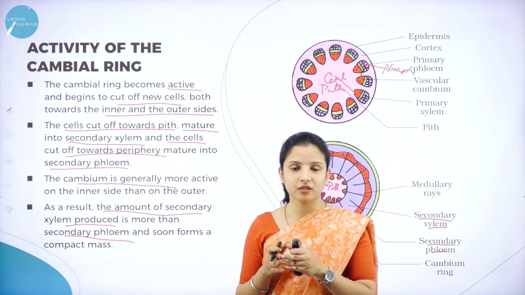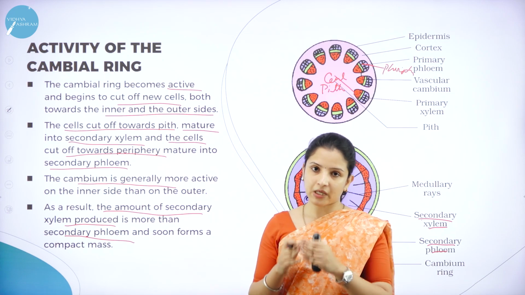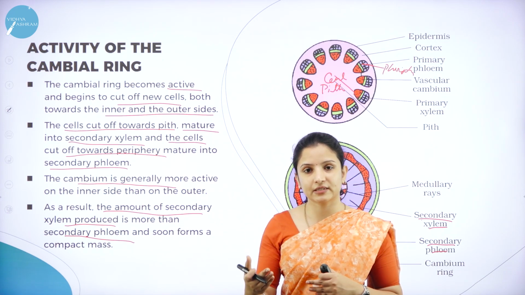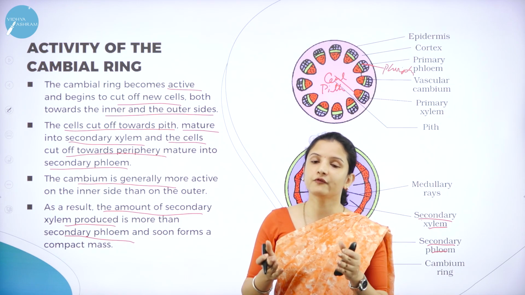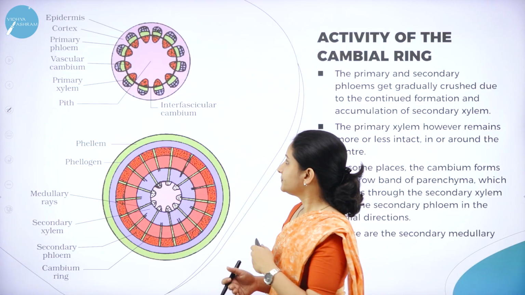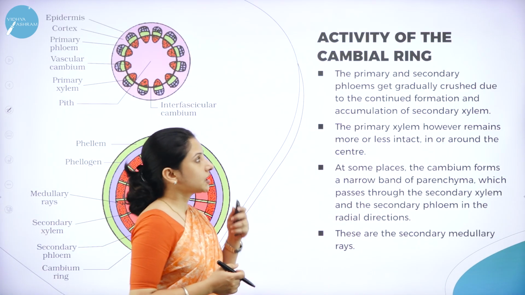After the primary growth, until the formation of the xylem and the phloem, it is the primary growth. Once the primary xylem forms the secondary xylem and the primary phloem forms the secondary phloem, it is nothing but the secondary growth. So next, after that, the activity of the cambial ring.